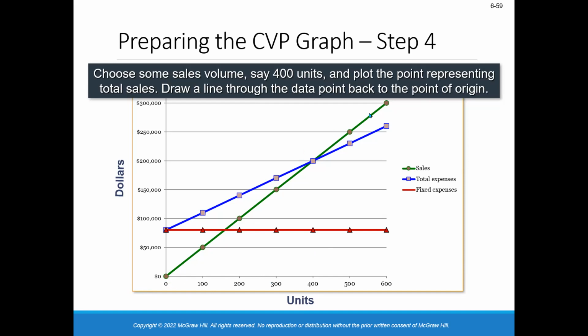So now you can see the intersection of the blue, which is the total cost, and the green, which is the total sales revenue, at 400 units, which is our break-even point. Break-even means sales revenue equals the total cost, or contribution margin just covers your fixed expenses. Below the break-even, you can see the blue line, the total expense, is higher than the green line, the sales revenue.